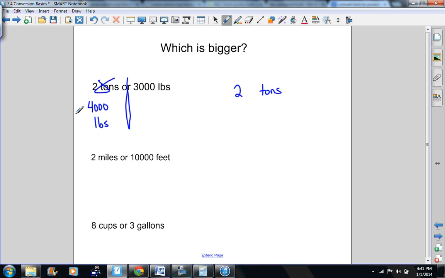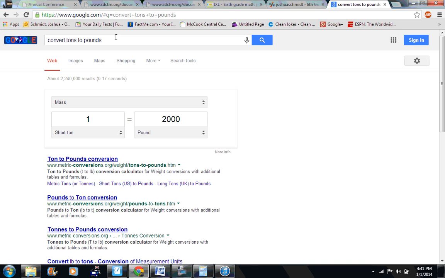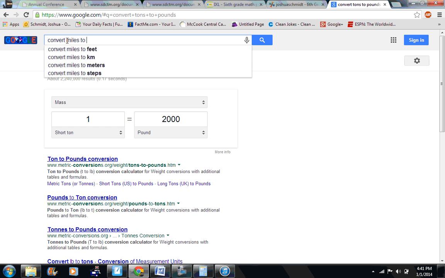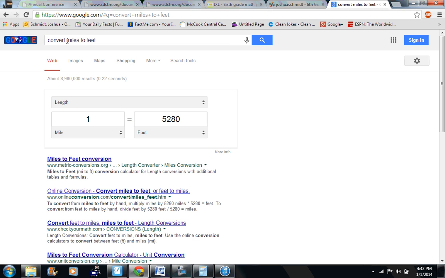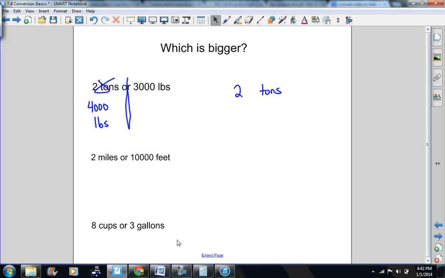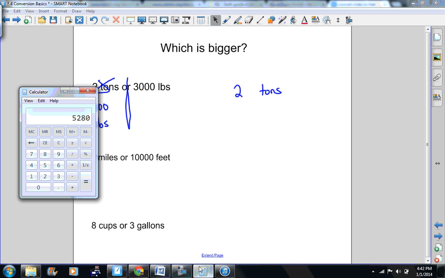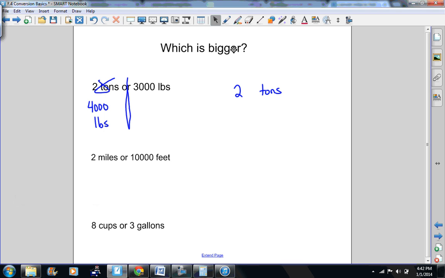So I'll show you that again. Now, this time we got miles to feet. So I go in here and I go convert miles to feet. And it tells me that 1 mile is equal to 5,280 feet. Therefore, 2 miles, well, that means I have to do that twice. So I go 5,280 feet times 2, which is 10,560 feet. And now I figure out which is bigger. Well, that number is bigger, therefore 2 miles is bigger.